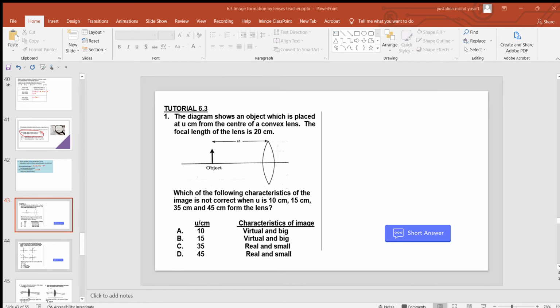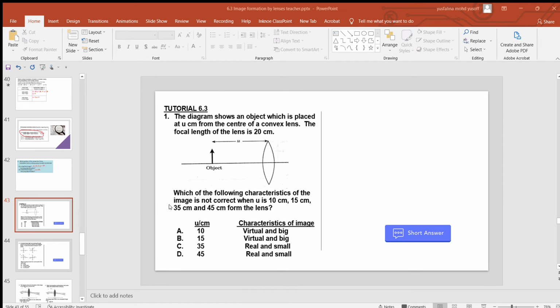Okay, now we go back to the PowerPoint. We already done until here. So this is the experiment that I just explained to you just now.